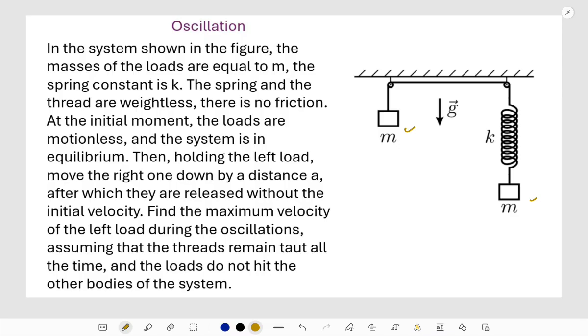There is a spring, you can see here. The spring and the threads are weightless, and there is no friction. At the initial moment, the loads are motionless, that means at rest, and the system is in equilibrium. Rest and equilibrium both.